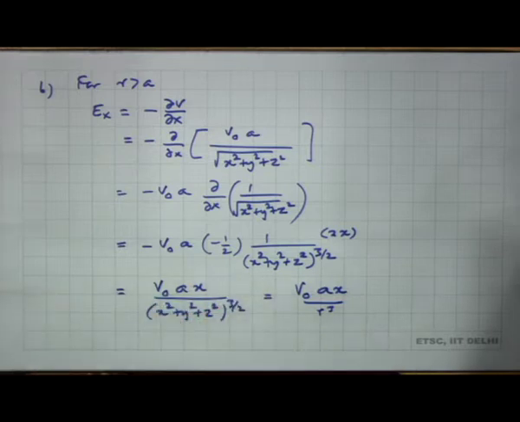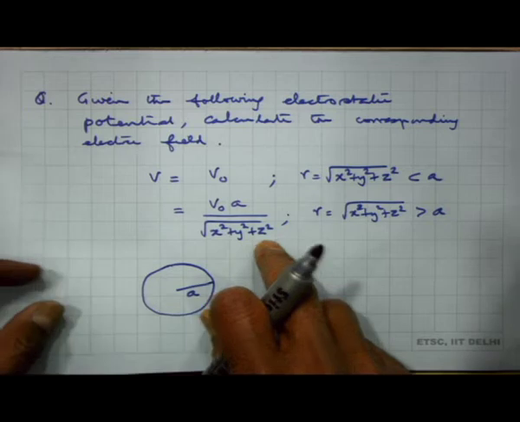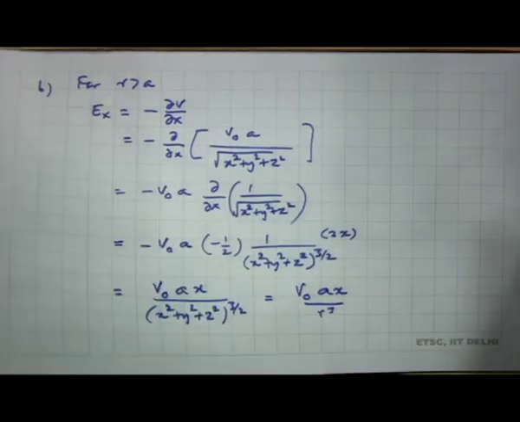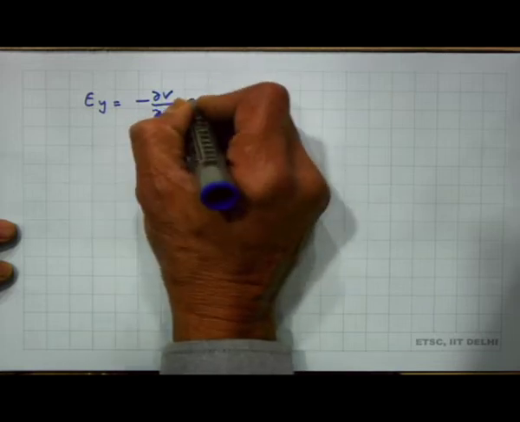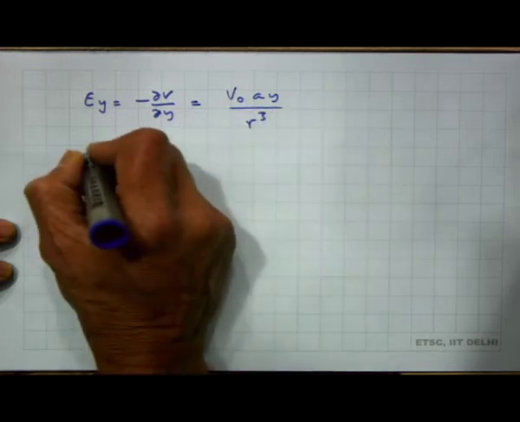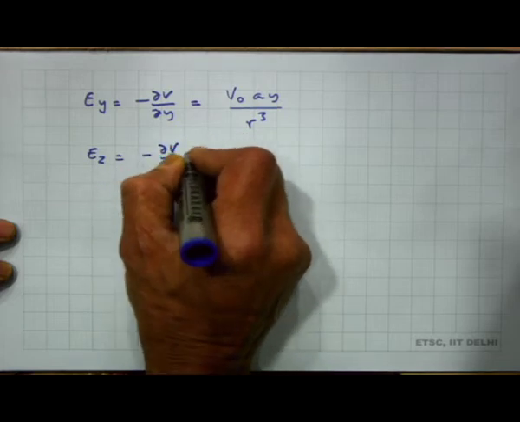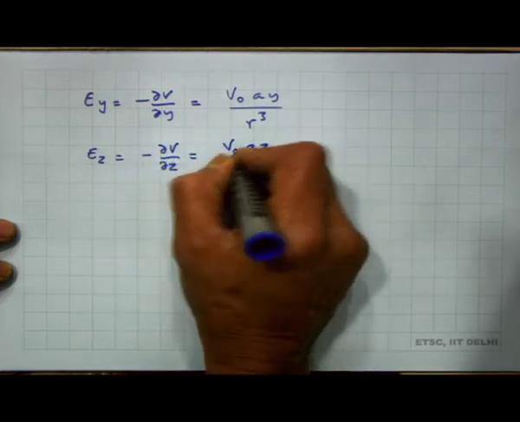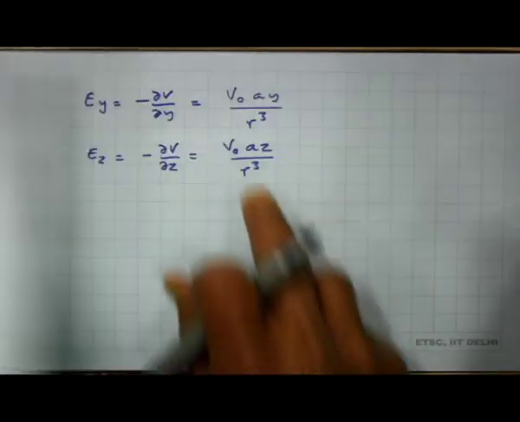Now, if you look at this equation here, the potential is symmetric with respect to x, y and z. So, just by symmetry I can immediately write down the values of E y and E z. E y will be equal to minus del V by del y, which is equal to V naught a y by r cube, and E z will be equal to minus del V by del z, which is equal to V naught a z by r cube. So, we have E x, E y and E z.